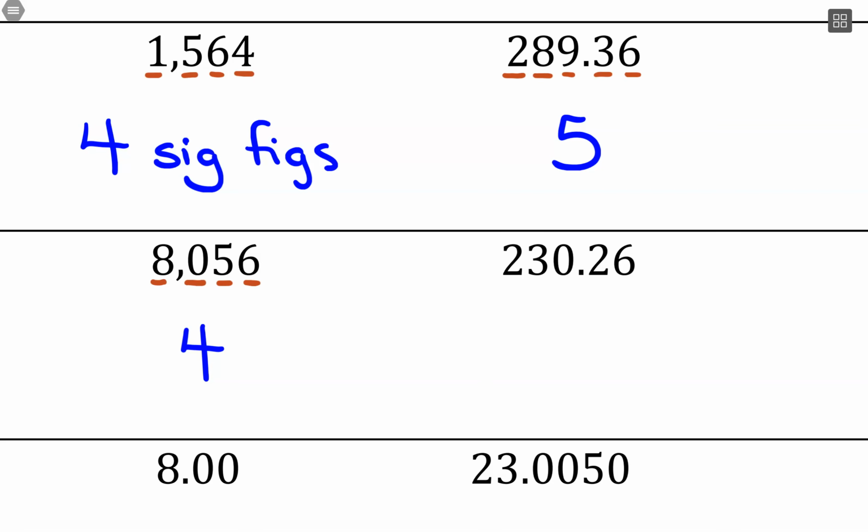This next one, same idea. If I grab my non-zero numbers, so there I have 4 sig figs, and then that 0 is between them, so that's considered significant as well. So this would have 5 sig figs.